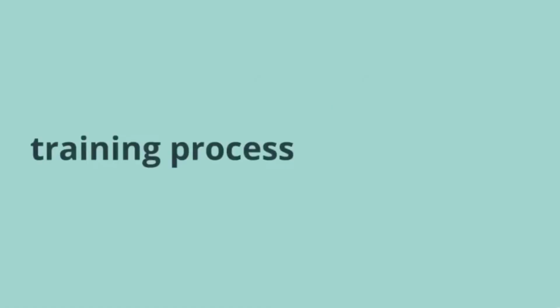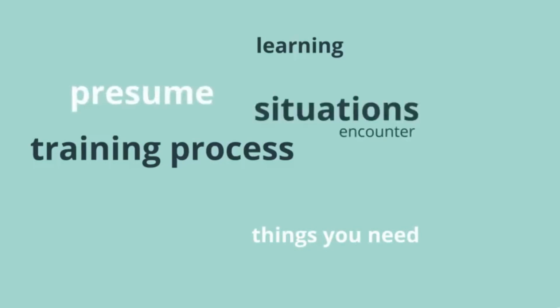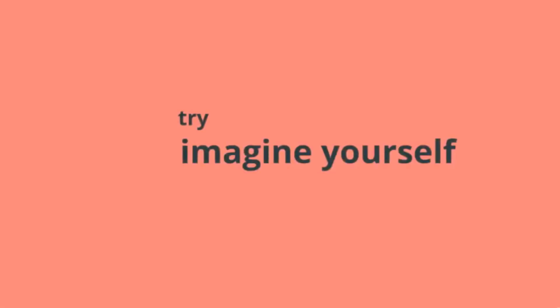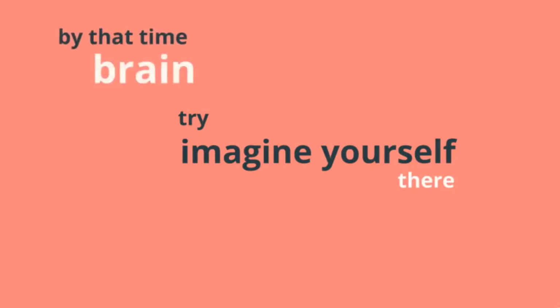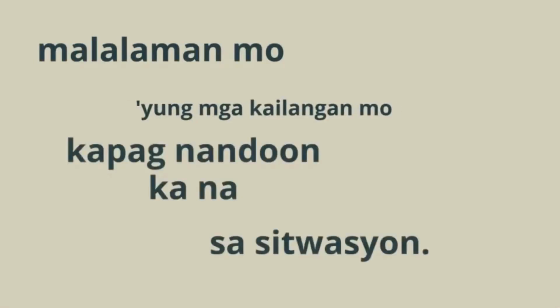Anyways, in the training process, remember, you are learning the things you need for the class. So, of course, you can presume some situations you may encounter and you can ask questions about it. You can also try to imagine yourself like you're there, because by that time, your brain would start to be curious about what you need to do. You will know what you need once you imagine yourself in that situation.